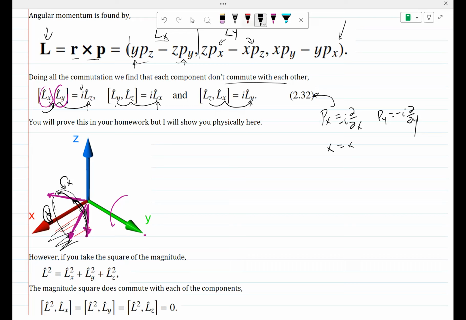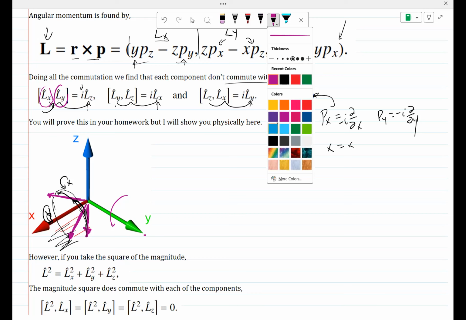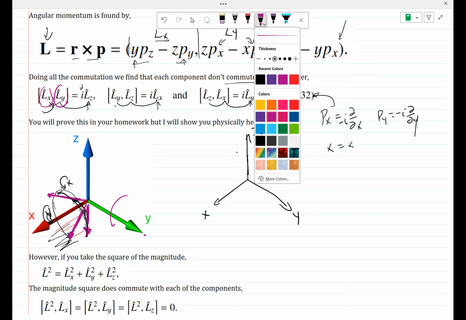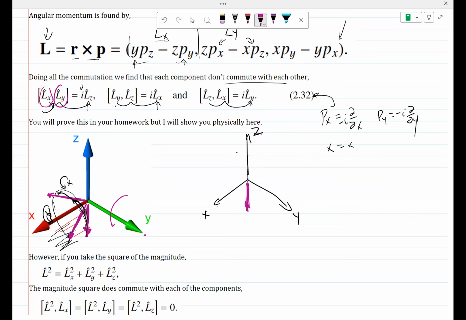I probably should have drawn two of these. Let's see if I can do that. I'm going to draw another version of this. This is Z, this is X, this is Y. Once again, I'm going to have some arbitrary vector starting. I'm starting with the same vector, but instead of rotating X first and then Y, I'm going to rotate Y first and then X. If I'm rotating around Y first, I'm rotating this way, so I end up in this plane down here.